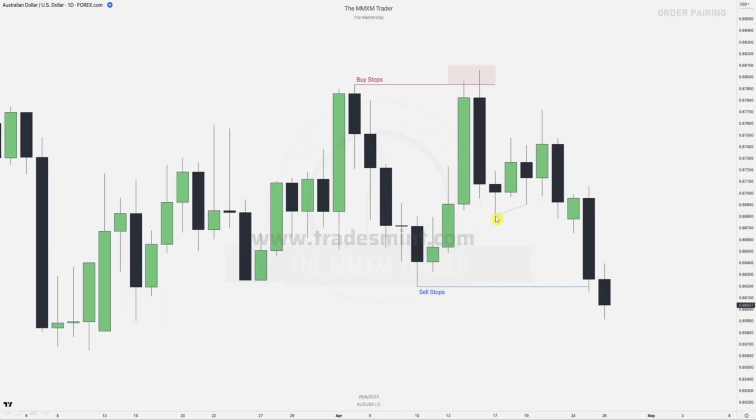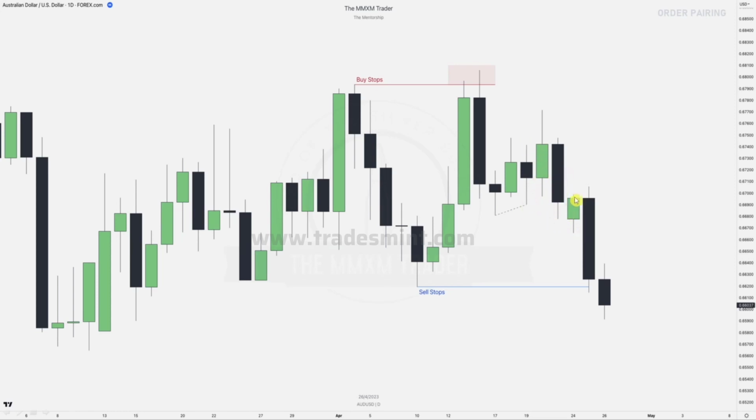We've got this failure swing once again. So this is engineered liquidity. The algorithm will continuously engineer liquidity to pair more orders up to continue lower. Now, where do we get in if we want to participate in this move down? We want to be in a premium level, right?